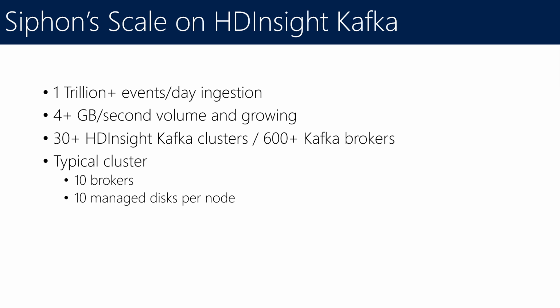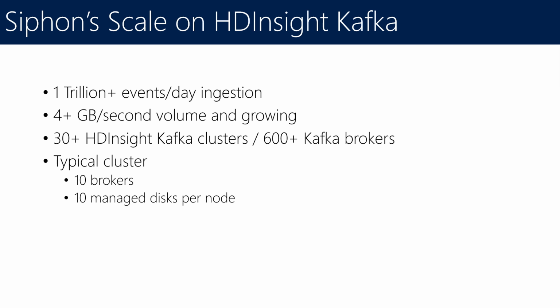Today we have more than 30 clusters running on HDI Kafka, and these clusters together have more than 600 brokers. A typical cluster is about 10 nodes, and each node has 10 disks attached. So that's about 100 terabytes of storage within a single cluster. And this type of cluster, in our stress testing, we found can sustain more than 1 gigabyte per second of ingress. We don't run that hot in production, so we have overall about 4 gigabytes per second, and it's growing. So that's the kind of scale we are at.